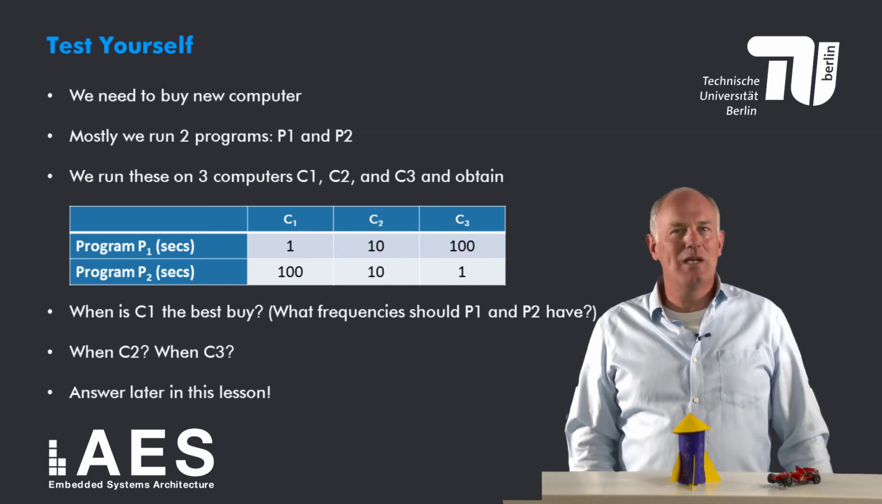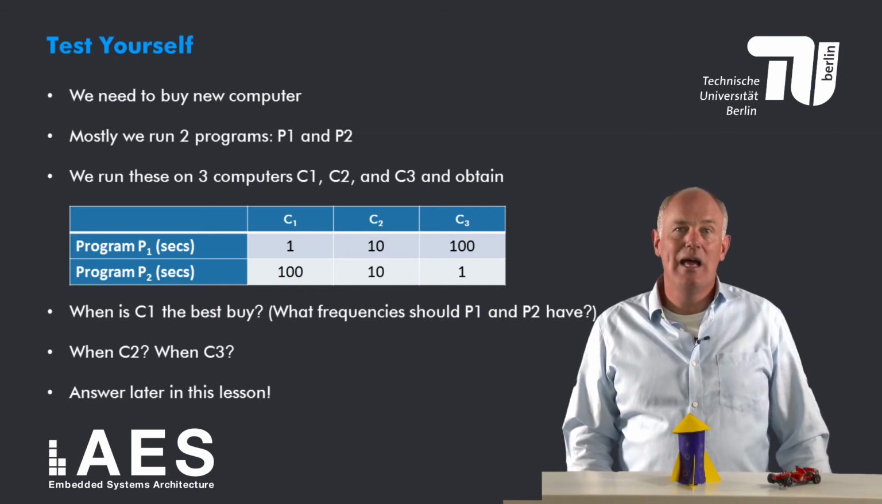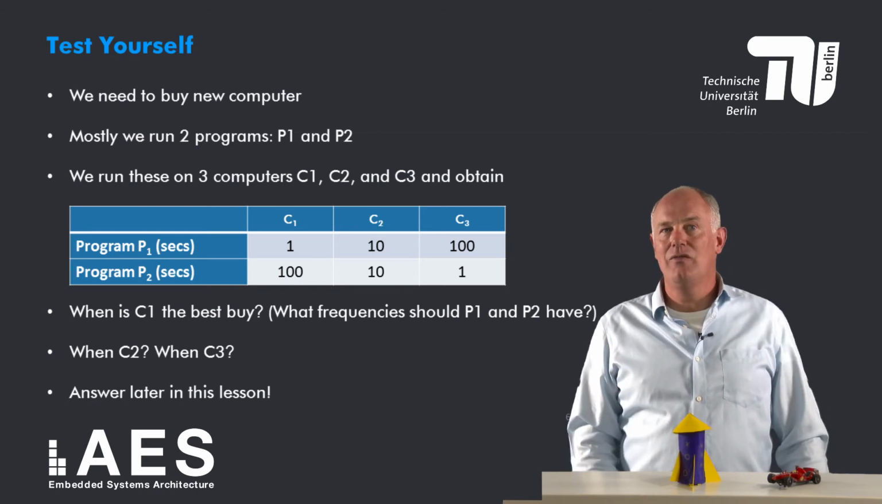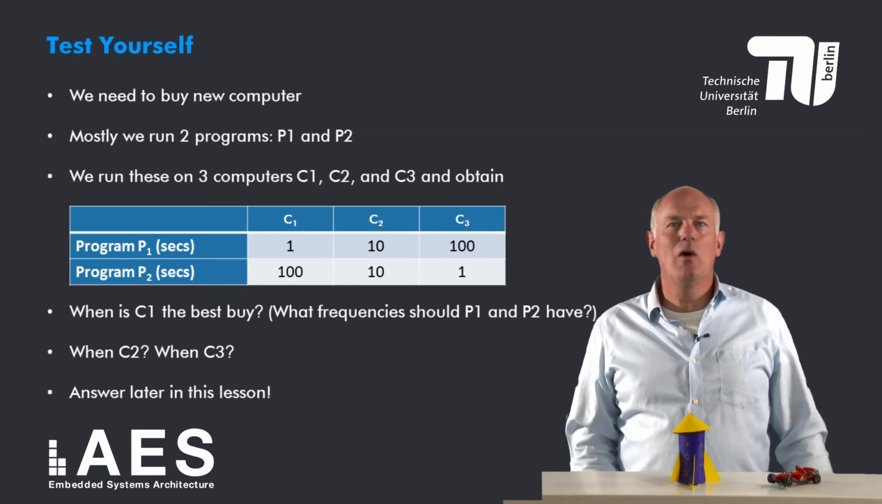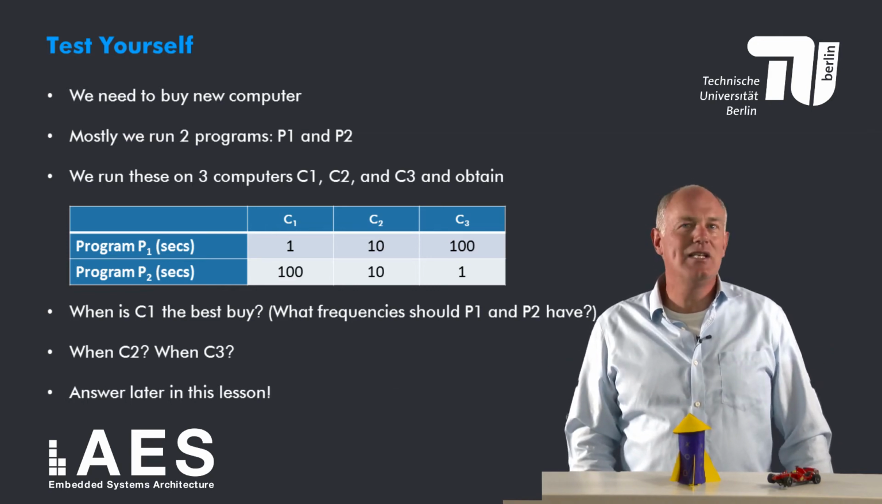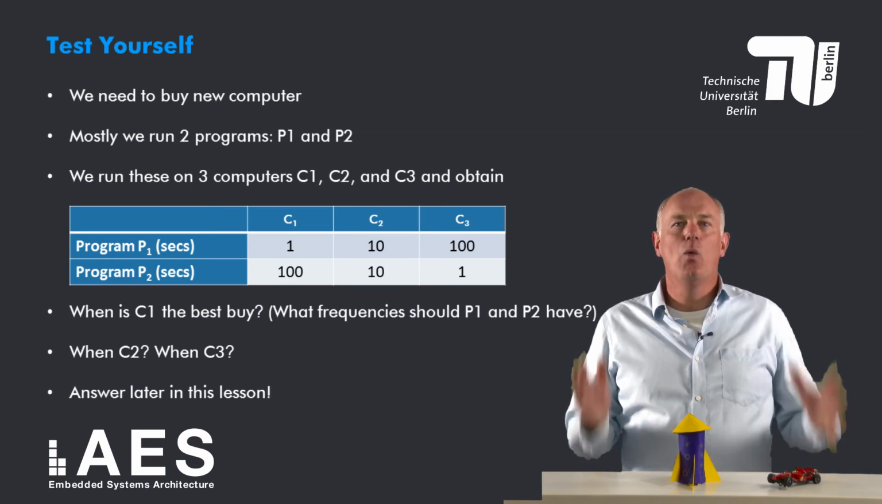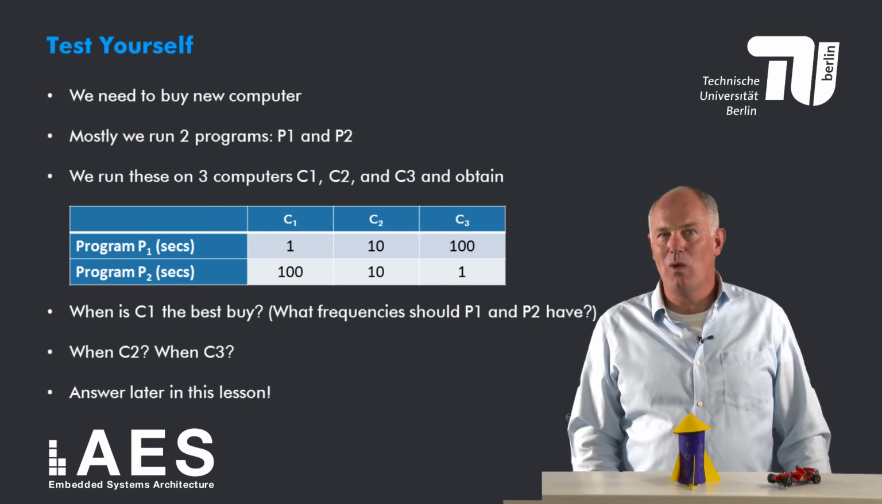Program P1 takes 1 second on C1, 10 seconds on C2, and 100 seconds on C3. Application P2, on the other hand, takes 100 seconds on C1, 10 on C2, and 1 on C3. Now the question is, when is C1 the best buy?